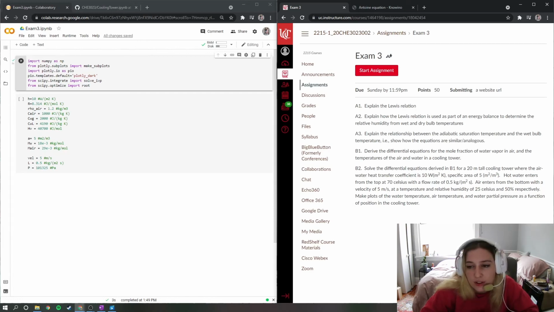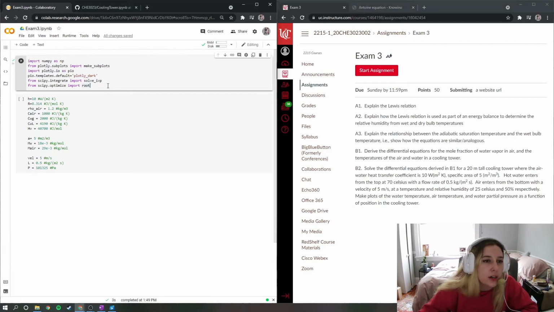of 0.5 kilograms per meter squared seconds, and air enters from the bottom with a velocity of 5 meters per second at a temperature and relative humidity of 25 degrees Celsius and 50%, respectively, so 50% relative humidity. And then we're going to make plots of the water temperature, air temperature, and water partial pressure as a function of position in the cooling tower.